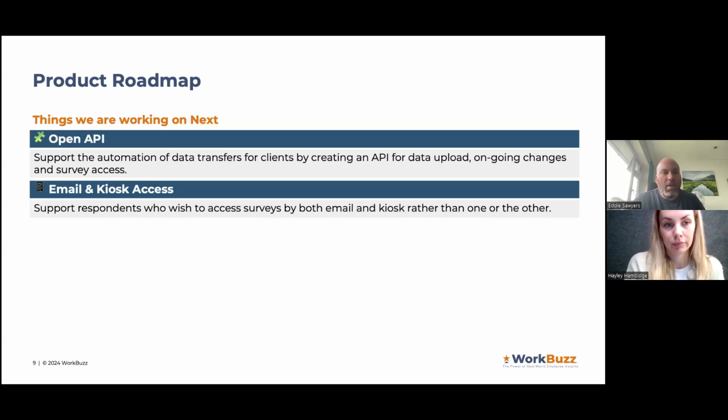And then we've got email and kiosk access. At the moment, your respondents can either be email or kiosk, and that's how they access the surveys. But we know from feedback that some of you need the ability to do both, because with different circumstances, different surveys, and different timings of when you catch people, it makes sense for them to do both, because maybe they don't have their email to hand.